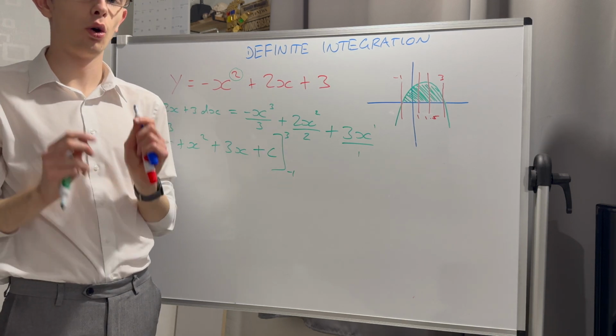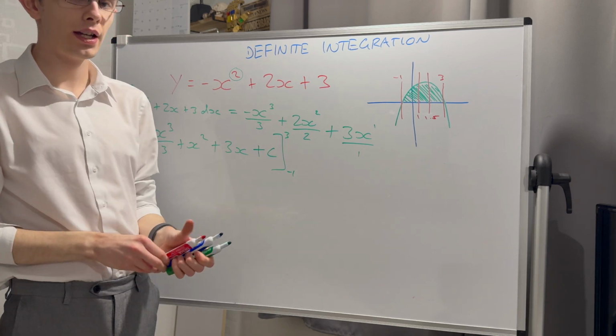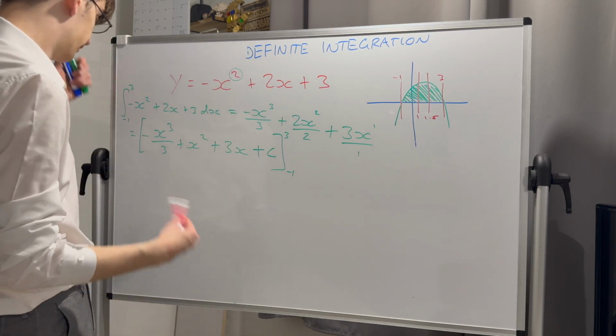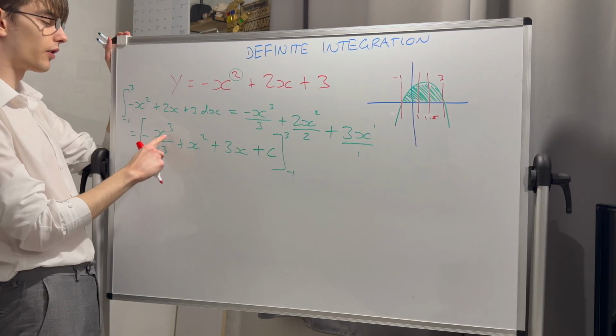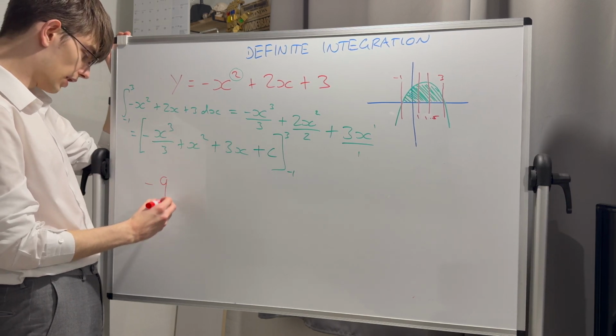Now, what I'm going to do is take my top number and pop it into this equation instead of x. So let's do that now. Let's put my 3 in here. So I get minus 3 cubed, which is 27, divided by 3, which is 9. So I get minus 9.